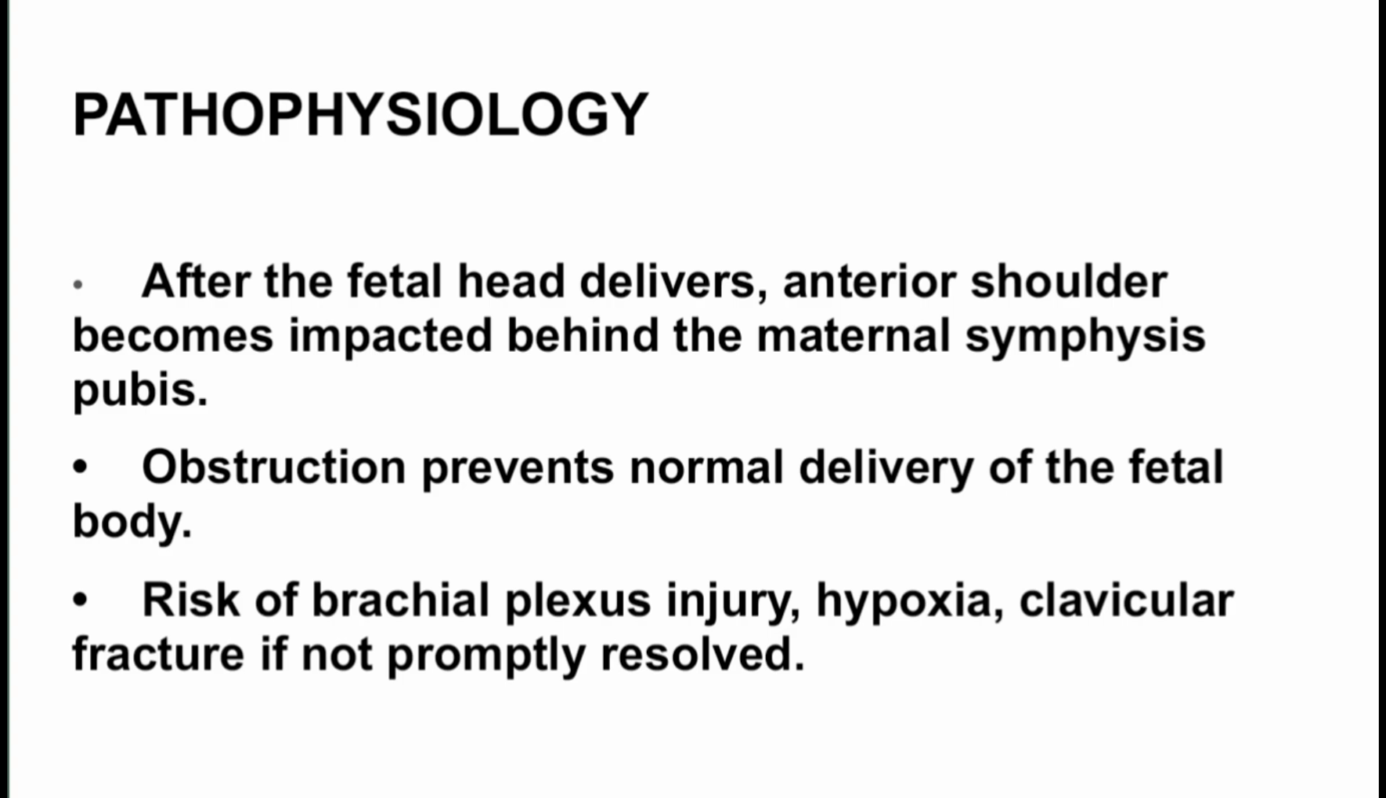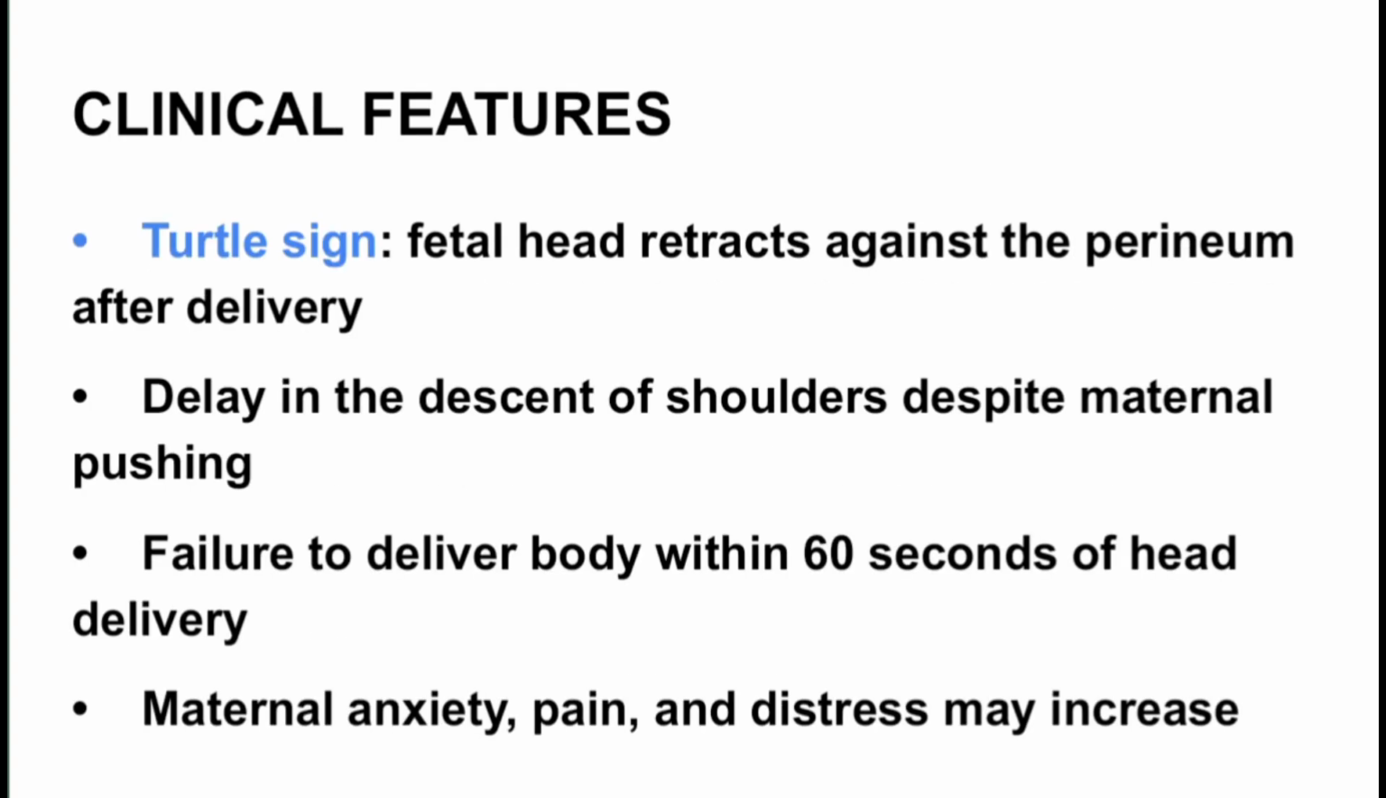When it comes to clinical signs, we've got the turtle sign, where the fetal head retracts against the perineum after delivery, and there's delay in the descent of the shoulders despite maternal pushing. If there is failure to deliver the body within 60 seconds of head delivery, we need to call for help and manage it as shoulder dystocia. This condition can cause maternal anxiety, distress, and a lot of pain.